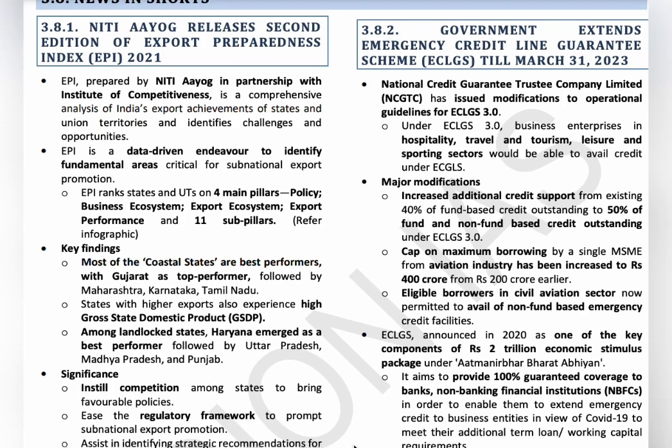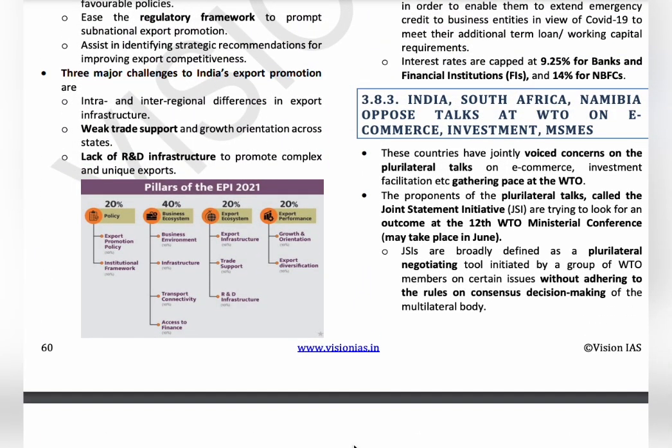The next topic is India, South Africa, Namibia oppose talks at the World Trade Organization on e-commerce, investment and MSMEs. The Joint Statement Initiative was introduced at the World Trade Organization, which focused on e-commerce, investment and MSMEs. So these were special focuses made in the summit, but India, South Africa and Namibia raised concerns to focus on the mandated areas, for the permanent solution of food subsidies.